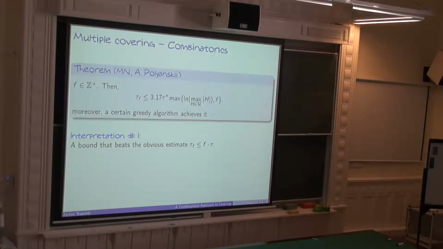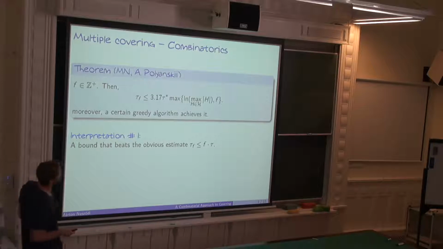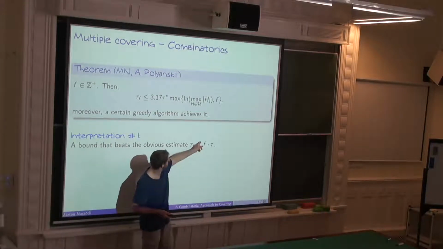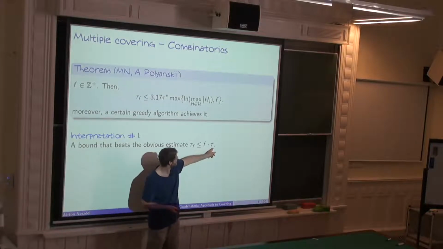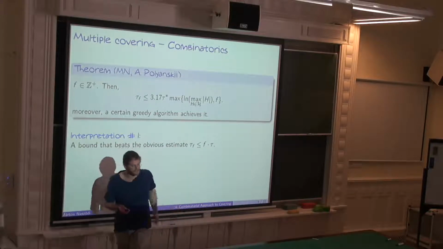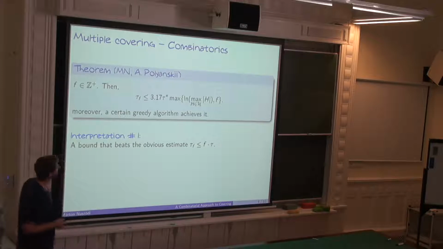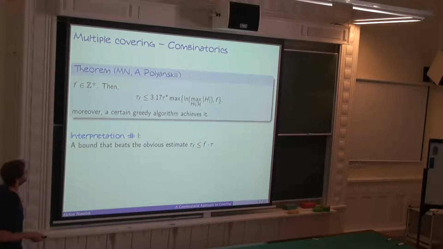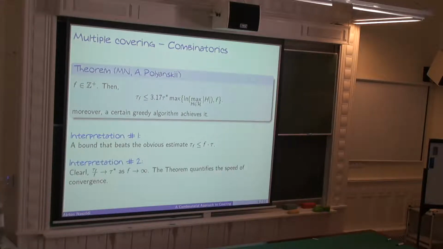So there are two interpretations of this result. One is that, as I said, this is an obvious estimate. Covering f times, you don't need more than covering once f times. And so this beats that. Of course, you can't really beat it when f is too large. I mean, if f is really large, then you can't do better than that.